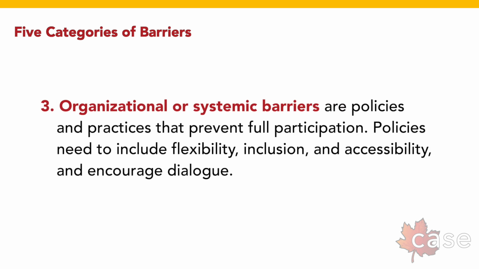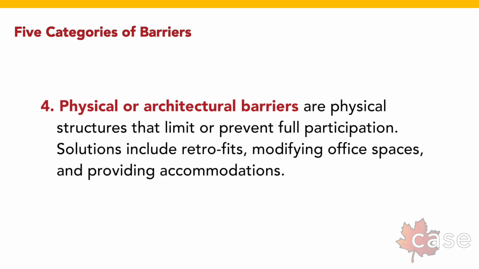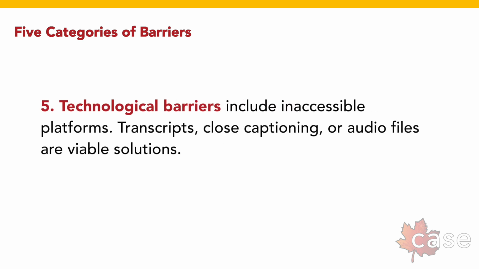3. Organizational or systemic barriers are policies and practices that prevent full participation. Policies need to include flexibility, inclusion, and accessibility, and encourage dialogue. 4. Physical or architectural barriers are physical structures that limit or prevent full participation. Solutions include retrofits, modifying office spaces, and providing accommodations. 5. Technological barriers include inaccessible platforms. Transcripts, closed captioning, or audio files are viable solutions.